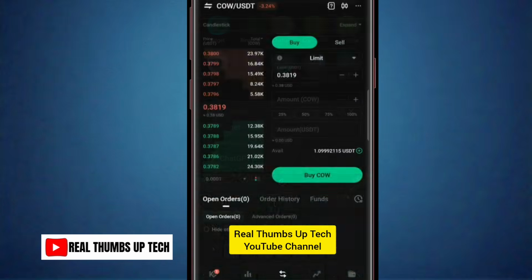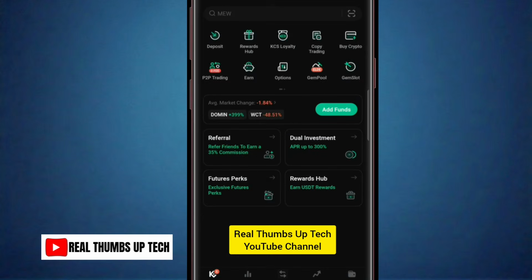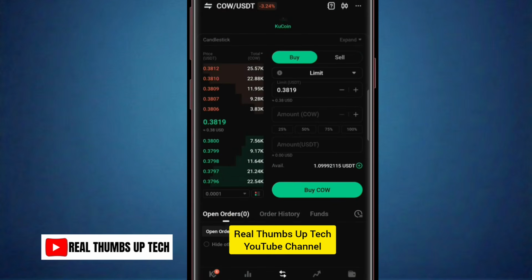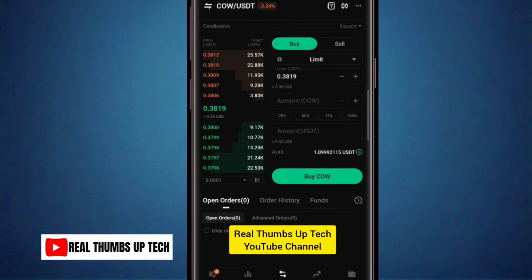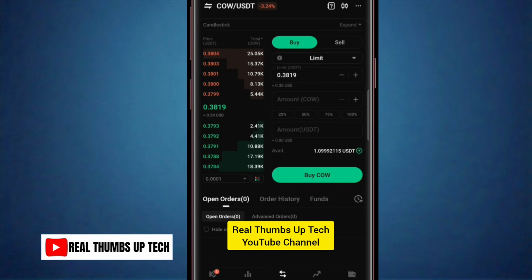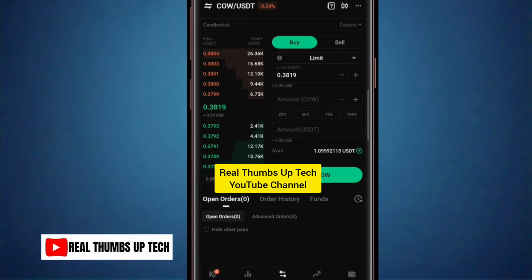Okay, so this is KuCoin. You go over to trades. I've actually opened a COW before, so in this case, they are correct. So KuCoin is around 0.3819. Have you seen it is higher than the one on Binance, and it is also higher than the rate we have on Bitget. That means you can easily buy COW USDT on Binance that sells lower and sell it here on KuCoin that sells higher.